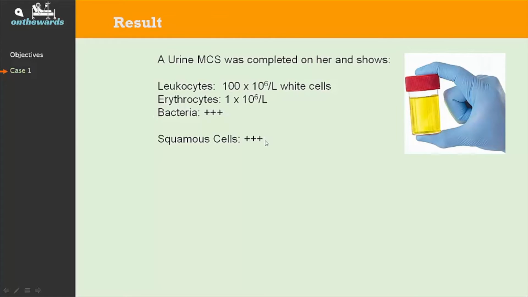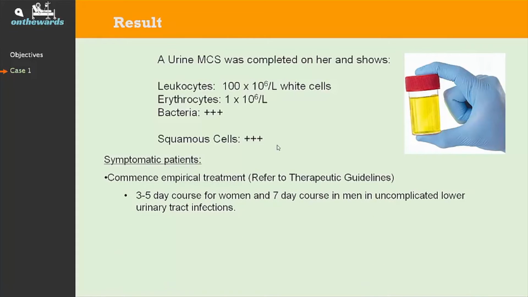Now with squamous cells, what squamous cells means is it gives you an indicator of whether the sample was contaminated or not. So the less squamous cells you have, the less contaminated the sample is. So even though there's a lot of squamous cells, we know that Mrs. BB is quite symptomatic. So what would you do? Well, in this instance, we would treat her because she is symptomatic.